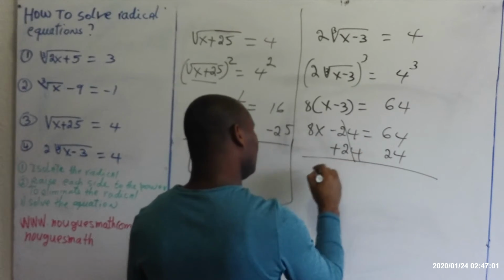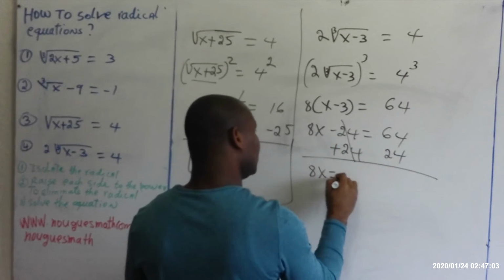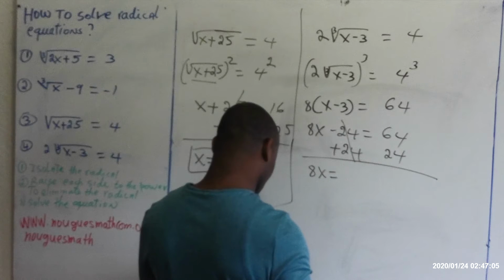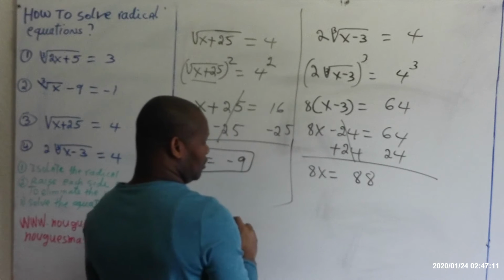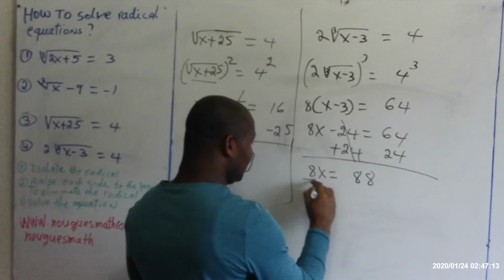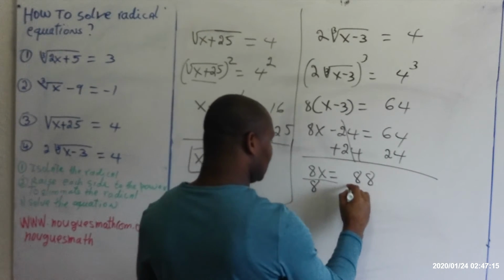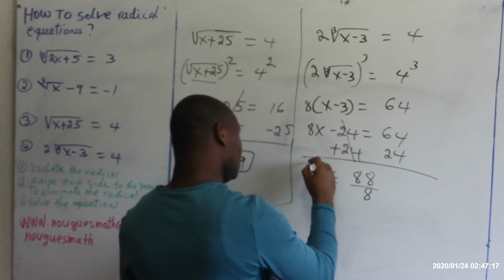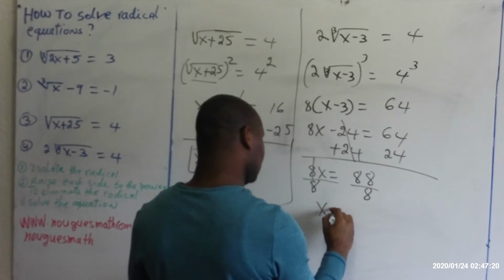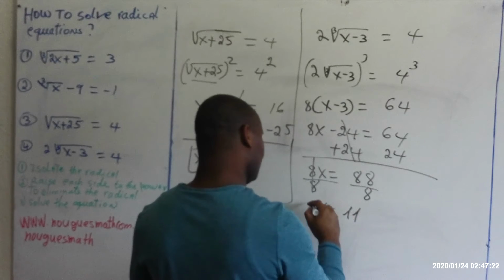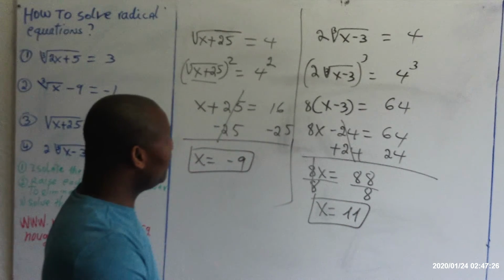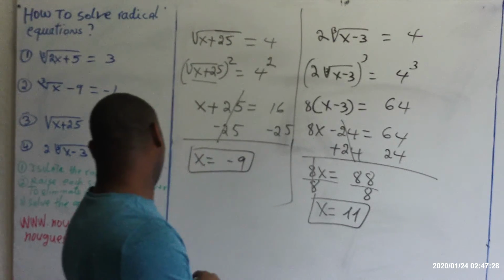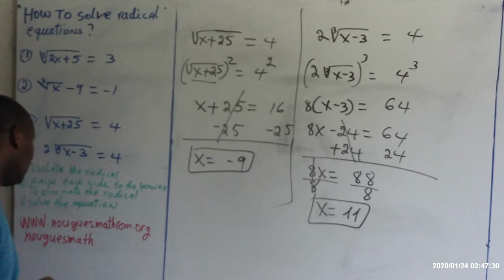So that cancels. 8x equals 64 plus 24, that's 88. So I need x. To get x, you need to divide both sides by 8. So cancel. X equals 11. Okay? 11. Alright, that's not bad. All you have to remember, isolate the radical.